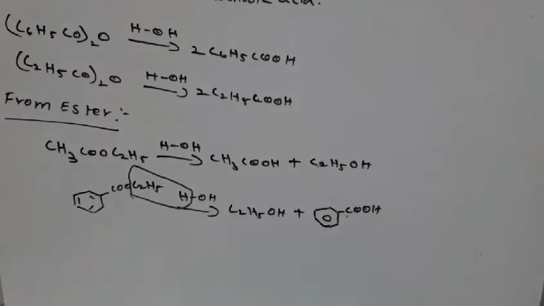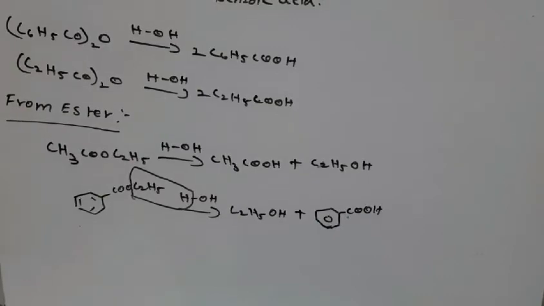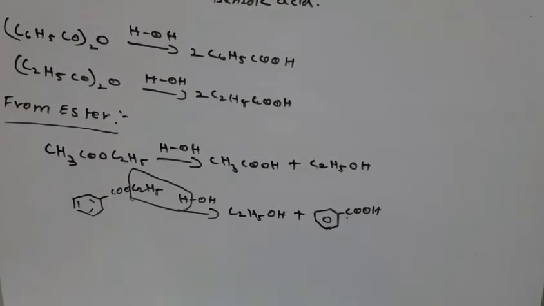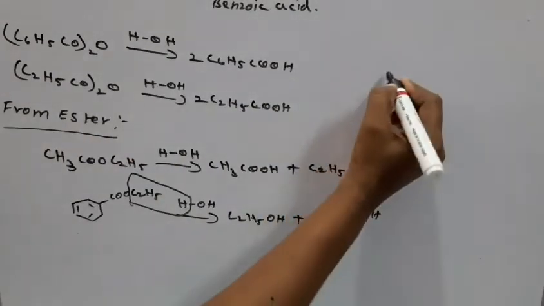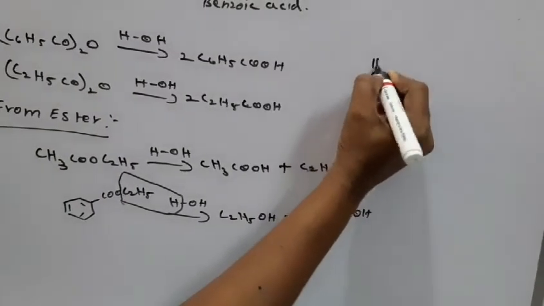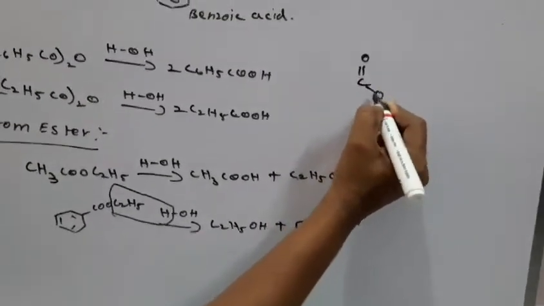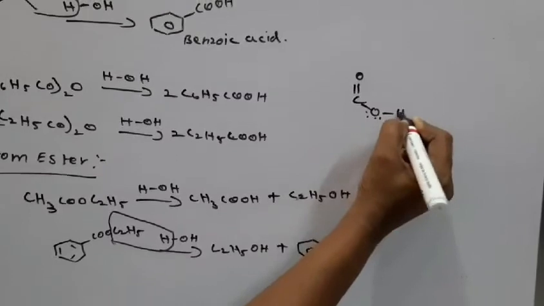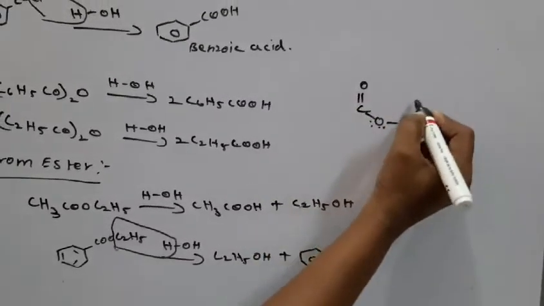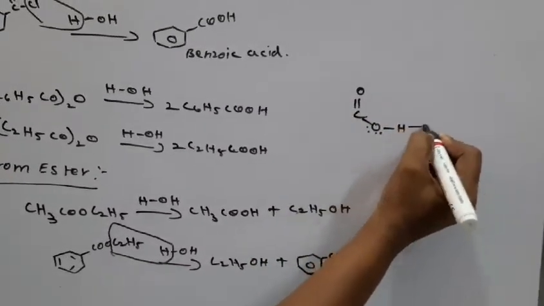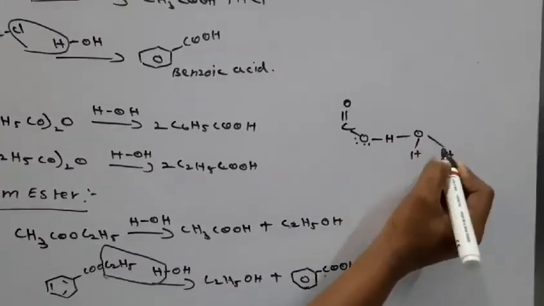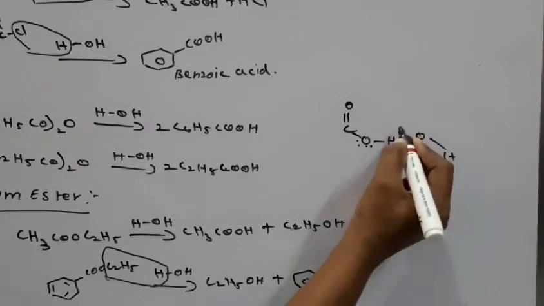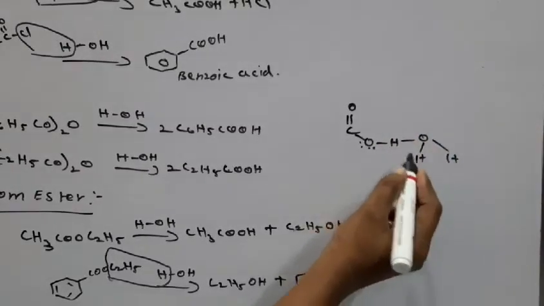For solubility, the lower carboxylic acids are soluble in water because they form intermolecular hydrogen bonding. I already taught you what a carboxyl group is: C double bond O and OH. Okay, this is the carboxyl group. So this carboxyl group forms intermolecular hydrogen bonding, so it is soluble in water.